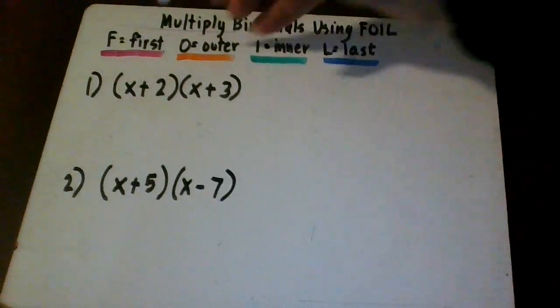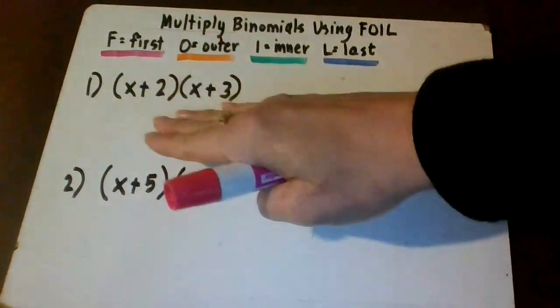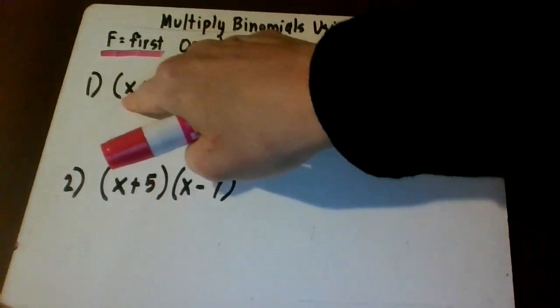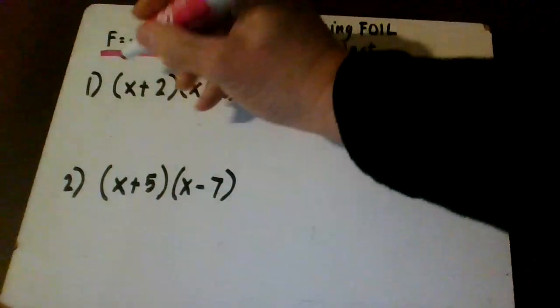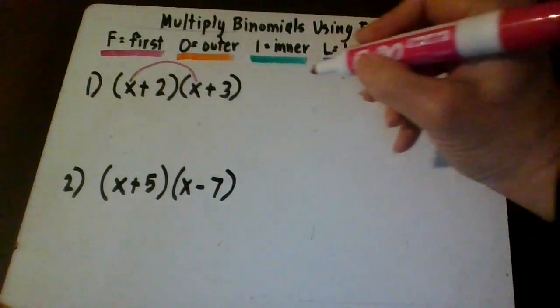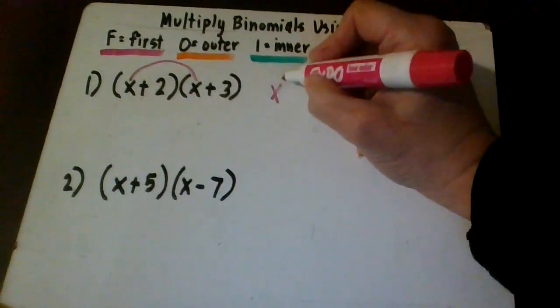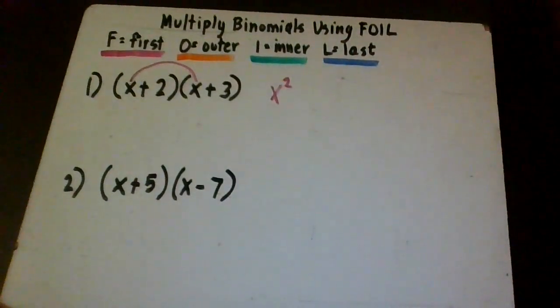So the first terms, essentially you have a parenthesis here and a parenthesis here. So the first terms are x and x. And so the first thing you're going to do is multiply those. I'm going to do everything color coordinated, so those are in pink. So x times x is x squared.